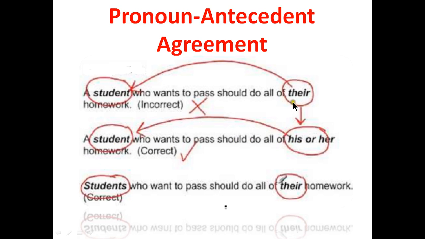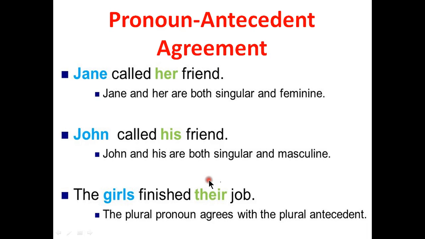If I want to retain the pronoun they, that is actually a possessive adjective there, so I must use a plural noun. Students who want to pass should do all of their homework.